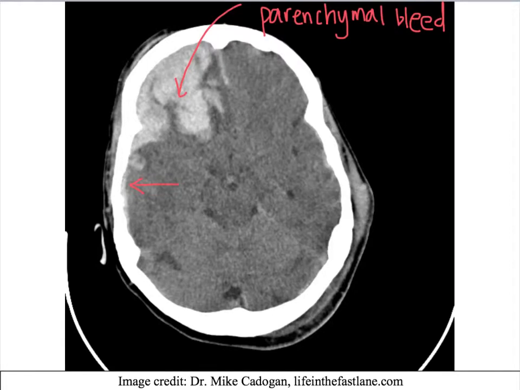What about this bright white line? It's bright, so it's likely to be fresh blood. It lines the inner table of the skull, forming a crescent shape. This is a small subdural hematoma.